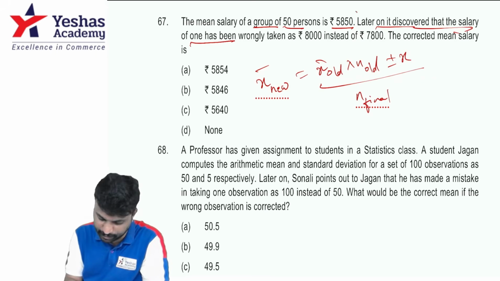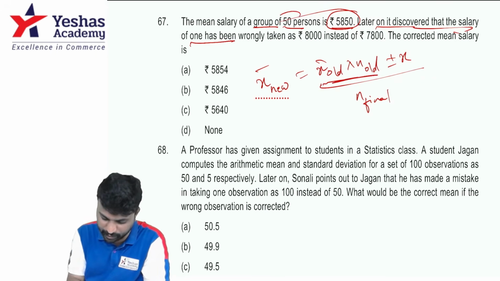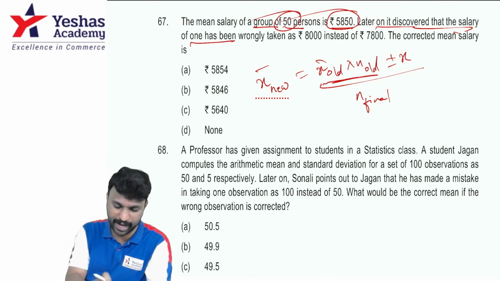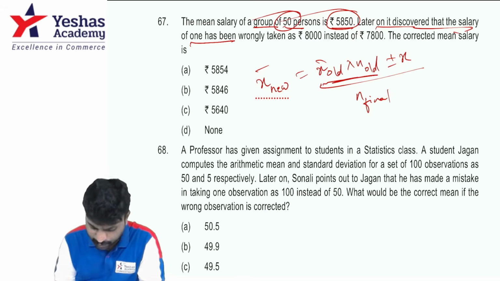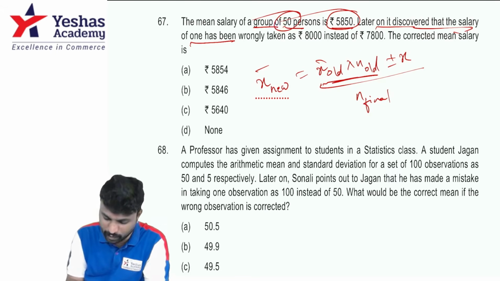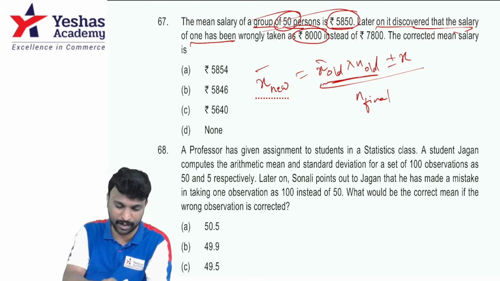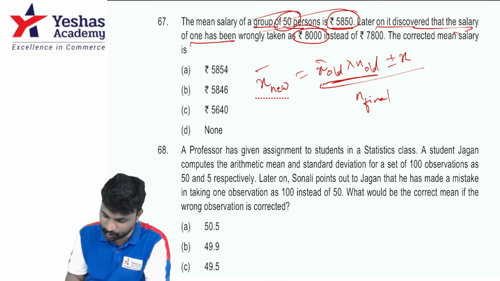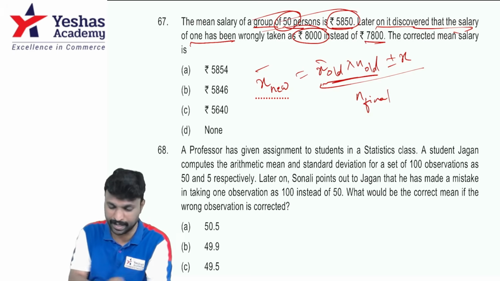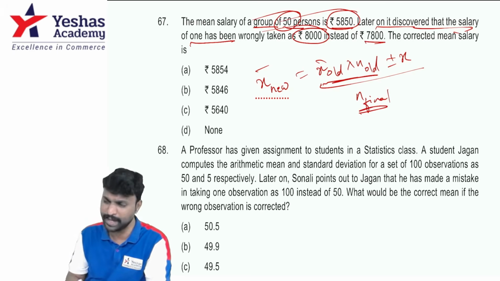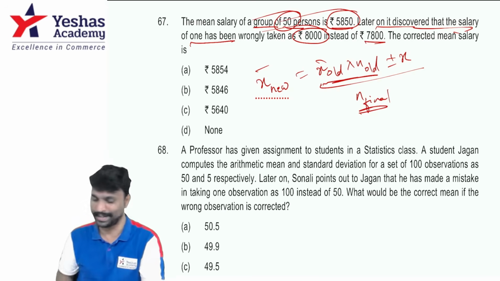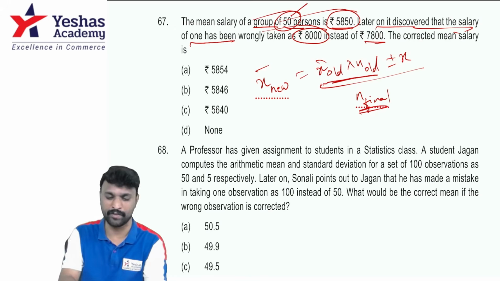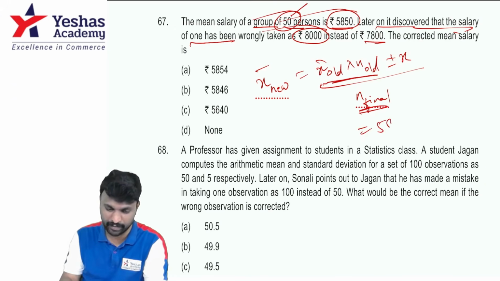X bar old is 5850 and n old is 50, right? So 5850 into 50 you do. Now plus or minus x, which one do we subtract and which one do we add? The wrong value has to be subtracted. So minus 8,000 you subtract, and the correct value you add, plus 7,800, then divided by n final. When you replace the wrong observation by the correct observation, the number of observations is not going to be disturbed. It will remain 50 only. So n final is also 50. The answer is 5846. Option B is the right answer.